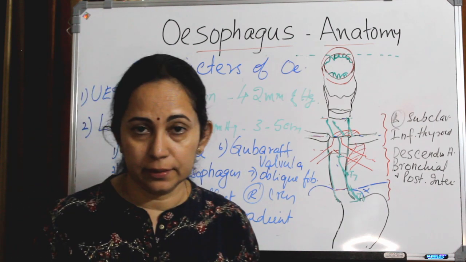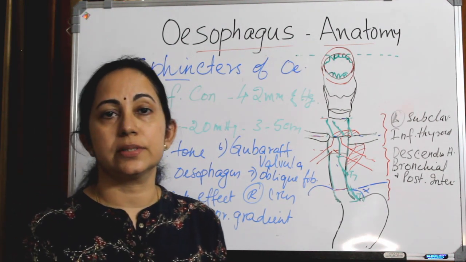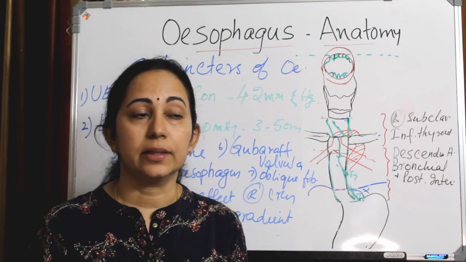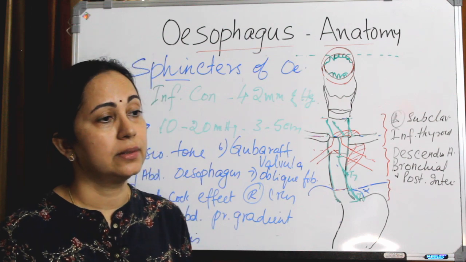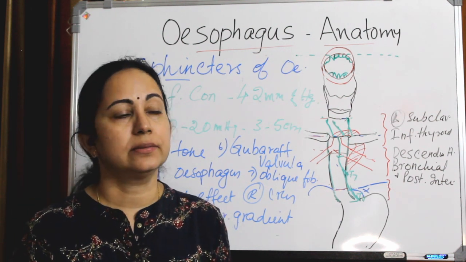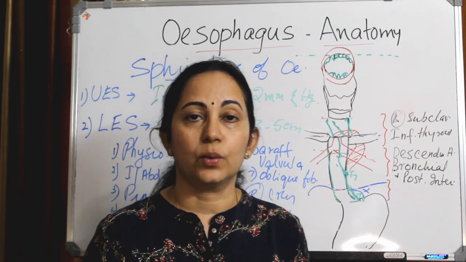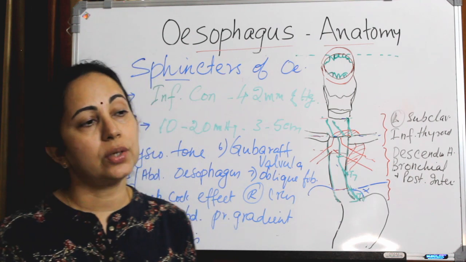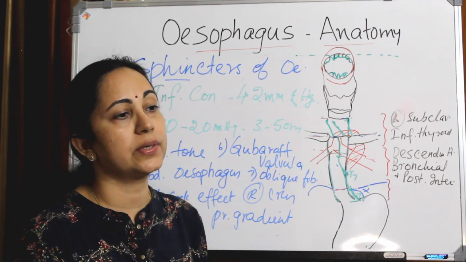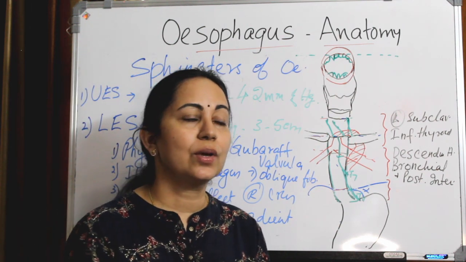Some drugs do this, like calcium channel blockers, beta agonists, alpha blockers, and coffee, then food containing mint, alcohol, fatty meals, etc., and hormones like estrogen and cholecystokinin. All these will lead to increased reflux of gastric content into the esophagus.